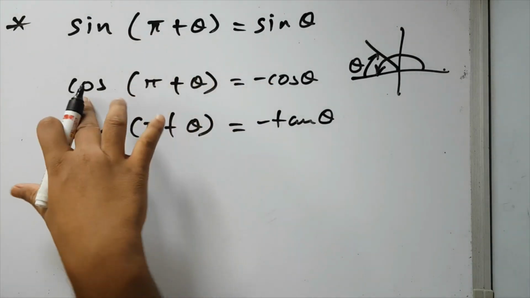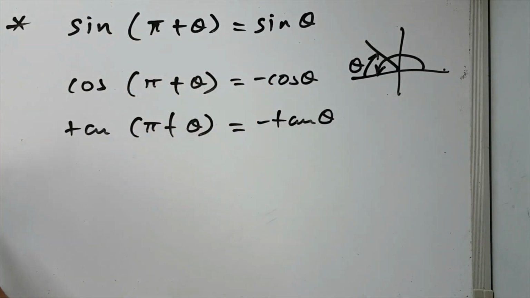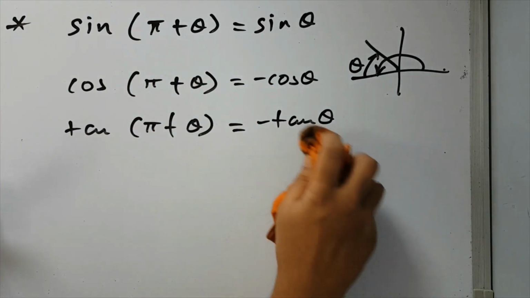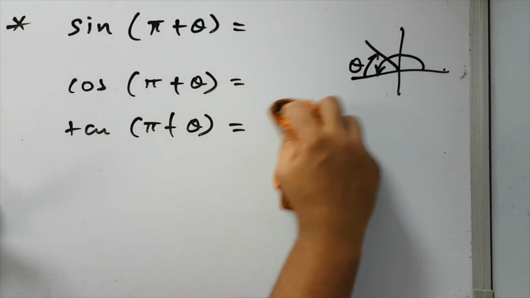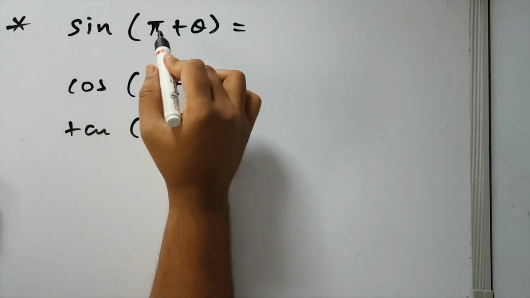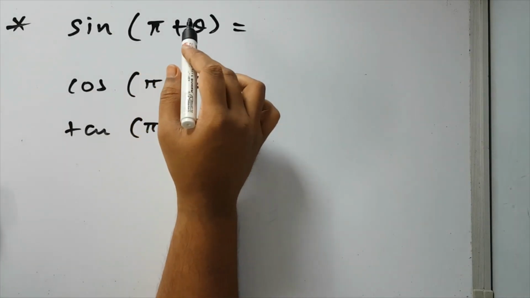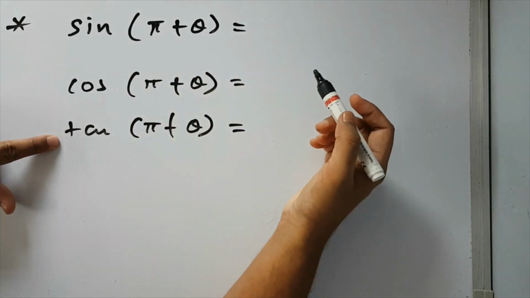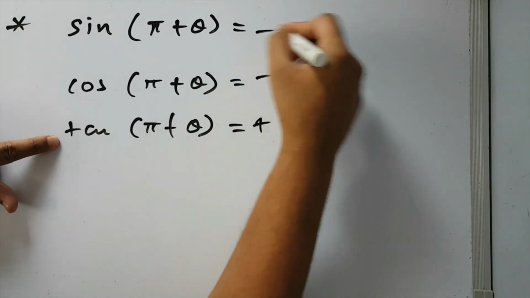Sine of pi plus theta, cos of pi plus theta, and tan of pi plus theta. Now how do you calculate this? First identify the quadrants. Which quadrant is this angle in? This angle is in the third quadrant, and in the third quadrant you know that tan is positive, so this would be positive, and both these would be negative.